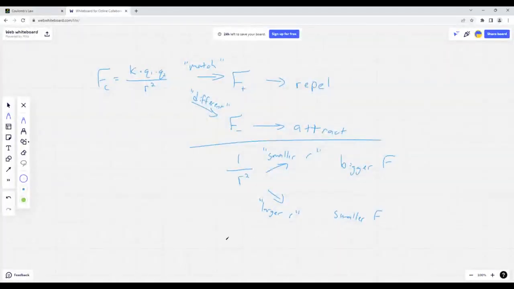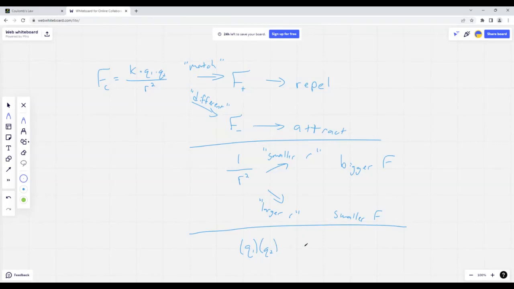Okay, so that should also make sense, because if I'm going to keep, obviously again, K is a constant. I haven't talked about that yet, but I promise soon. If I keep my separation, my R, the same, we'll just make up a number, say it's 1, whatever. Then all I'm really looking at is whatever I'm going to get from Q1 times Q2.